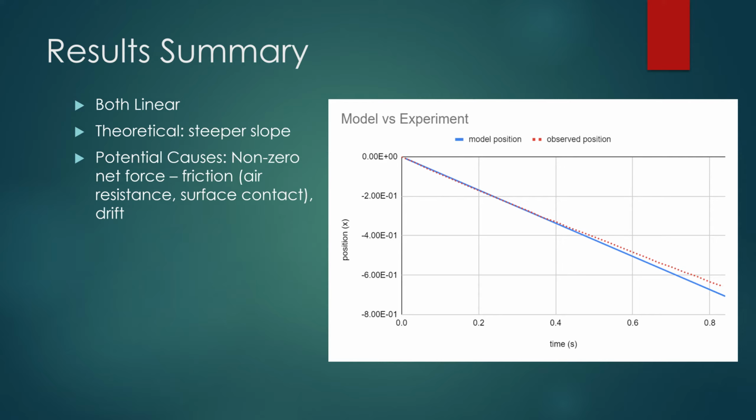I hypothesized that the observed model did not perfectly match the theoretical model because there were sufficient outside forces to make the net force non-zero. Friction at both the surface and from air resistance are the most likely candidates, though the ball could have drifted, though I believe it traveled in a straight line. This would have accounted for some of the discrepancy between the graphs.